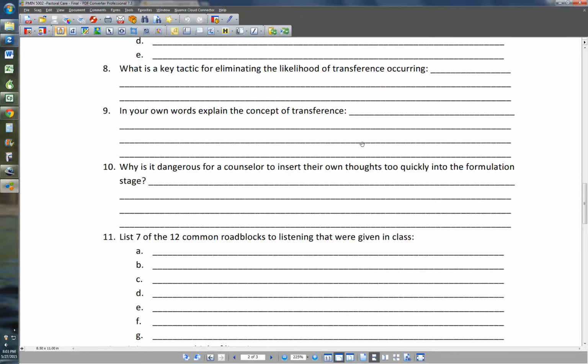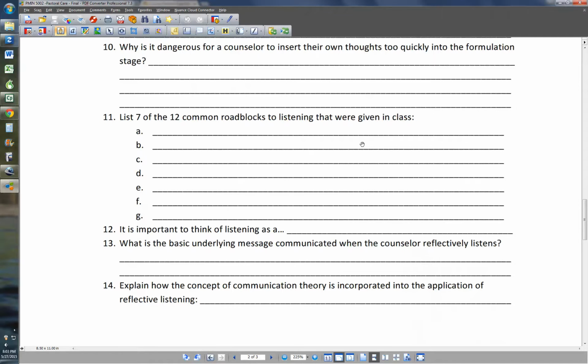Number 10, why is it dangerous for a counselor to insert their own thoughts too quickly into the formulation stage? What we're after here is just the idea that when you're trying to formulate, you want to let them have a train of thought. You want to let them unload, let their mind develop the thought. If you interact with every piece of their thought and try and insert your own things too quickly, you derail their brain's natural process of opening up and teaching you what they're actually dealing with, right? Okay.